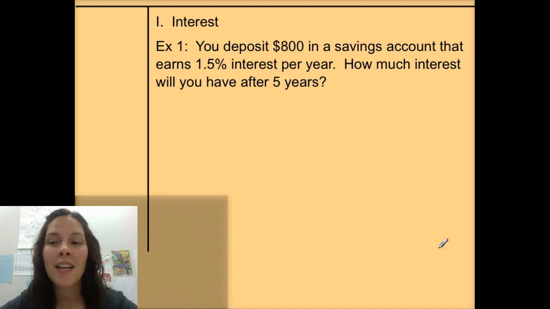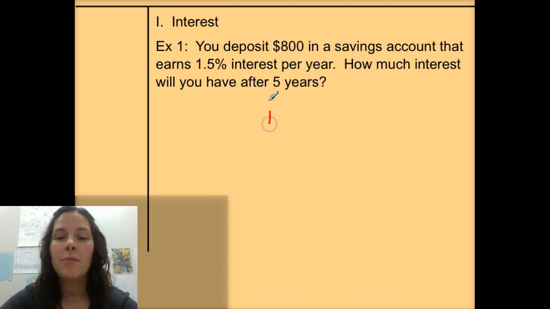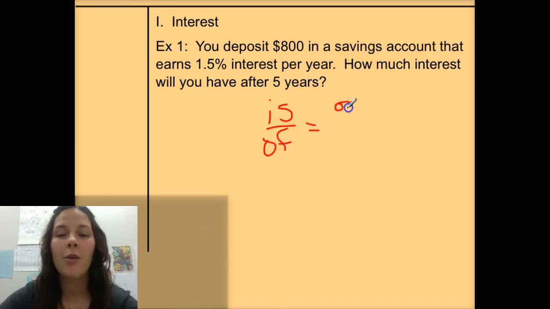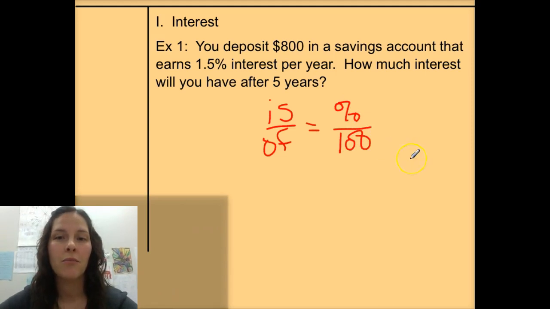So you deposit $800 in a savings account. That does not say is or of, so we'll have to figure out where that goes. That earns 1.5% interest. That's pretty straightforward. We know exactly where that's going to land. And how much interest will you have after 5 years? So I'm going to start by setting up my is over of, and then we'll talk about how to figure out where each piece goes when we don't see those words in the problem.